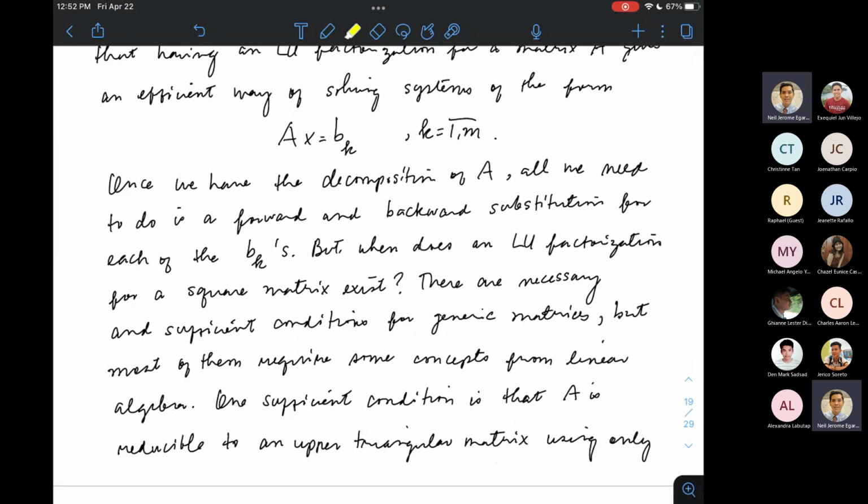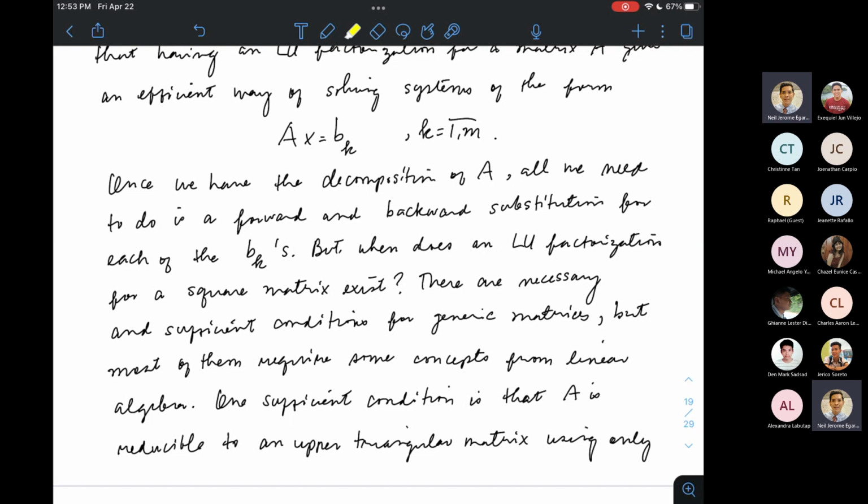All right. Now, the LU factorization seems to give us an efficient way of solving a bunch of linear systems with the same coefficient matrix. But the question is, kailan merong LU factorization? Kasi ang problem natin ay hindi lahat ng matrices ay may LU factorization. Kapag si A ay isang matrix, kahit ano yung size niya, pero kung siya ay reducible into an upper triangular matrix using only row operations, then there is an LU factorization for the matrix A.